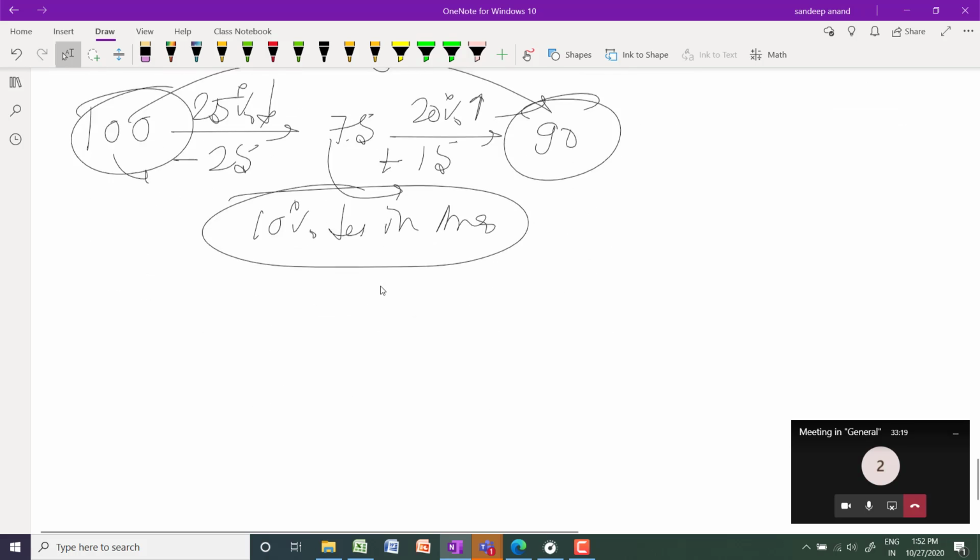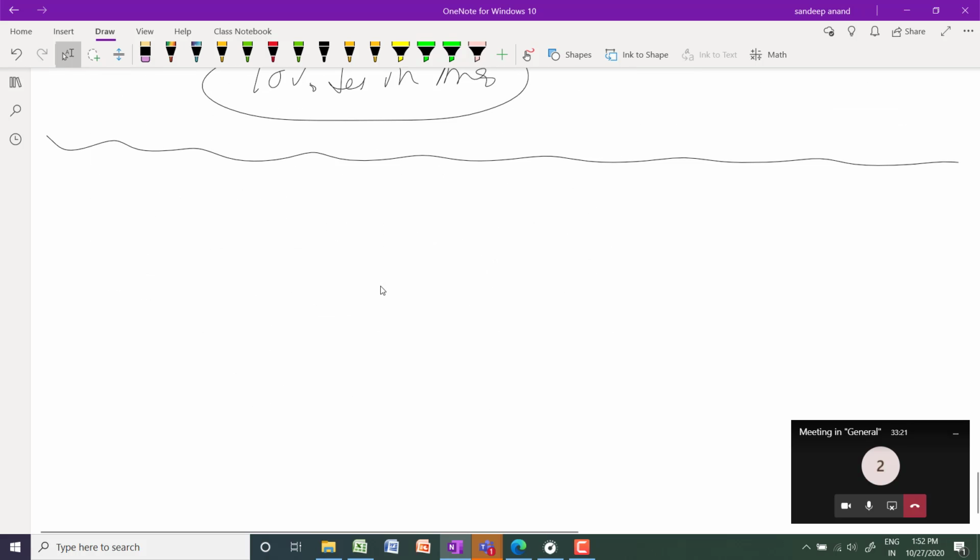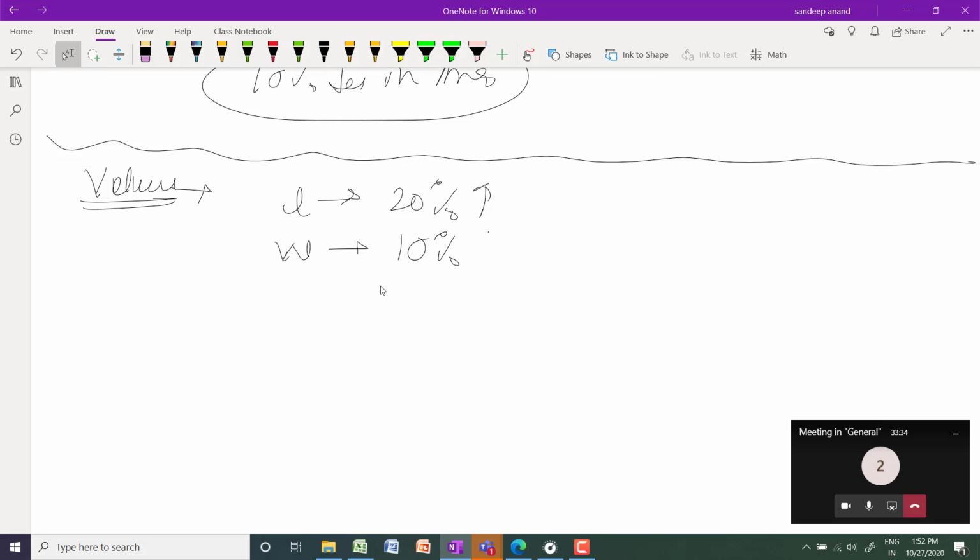Now the second last question. One question I'm giving you on volume. Look at the screen and find out the answer. Length increases by 20%, width decreases by 10%, and height increases by 30%. This arrow says increase or decrease. What is the net percentage change in volume? You need to calculate the percentage change in volume.